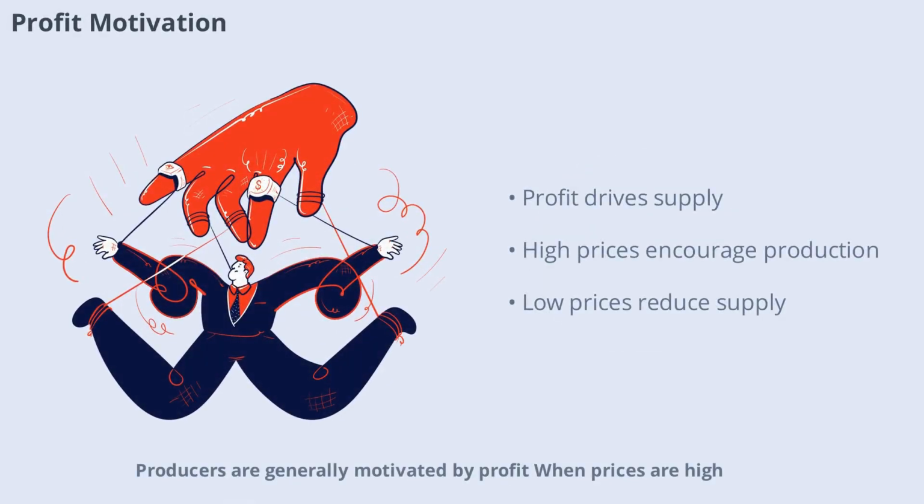Producers are generally motivated by profit. When prices are high, businesses and producers earn more money, so they are encouraged to produce and sell more goods. On the other hand, when prices fall, producers may reduce production because selling becomes less profitable. This motivation is a driving force behind supply decisions and helps explain why supply increases or decreases with price changes. Understanding this motivation helps us see the connection between market prices and the actions of producers.